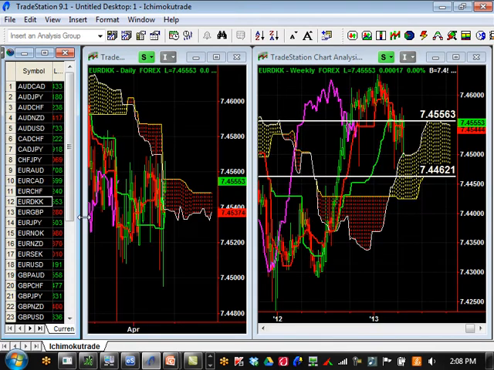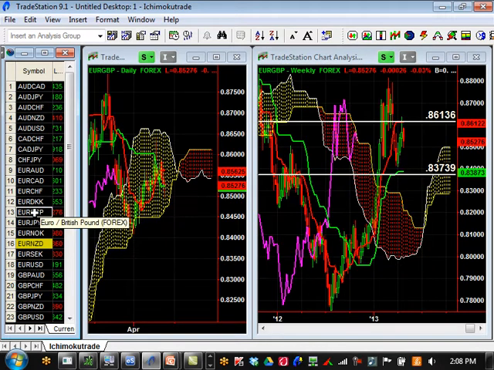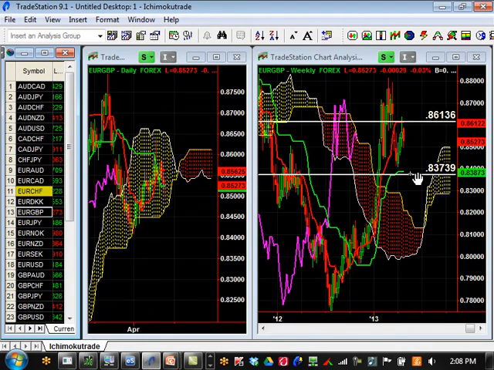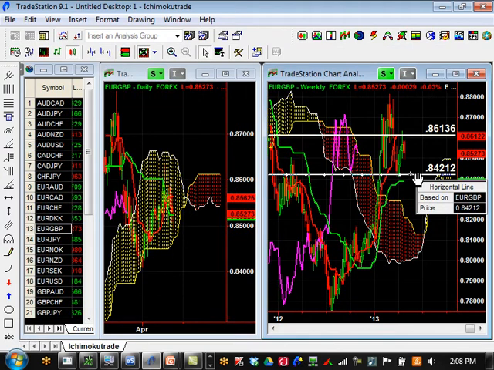Euro DKK, really not doing anything at all except ranging between 44.62 and 45.56. You notice there's not many opportunities right now at all in currencies. Euro pound is ranging between 83.87 and roughly about 86.13.